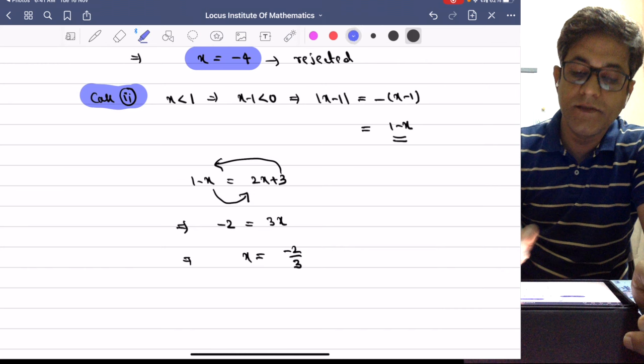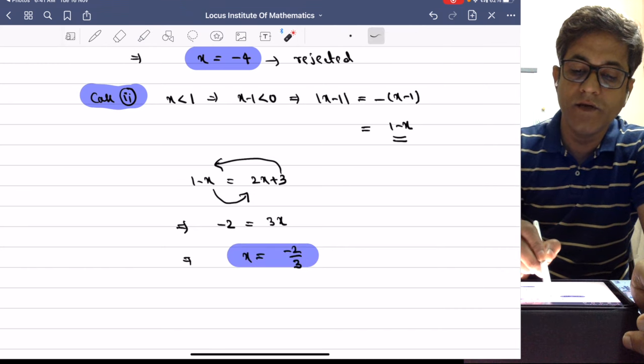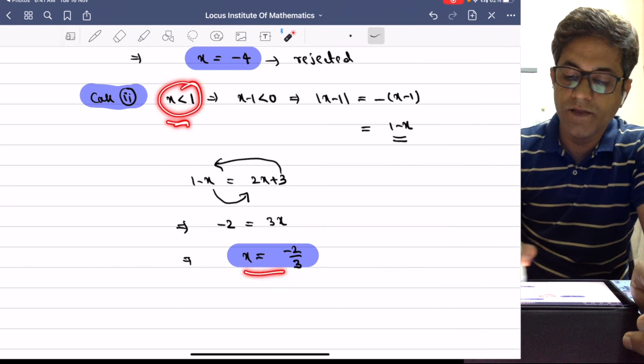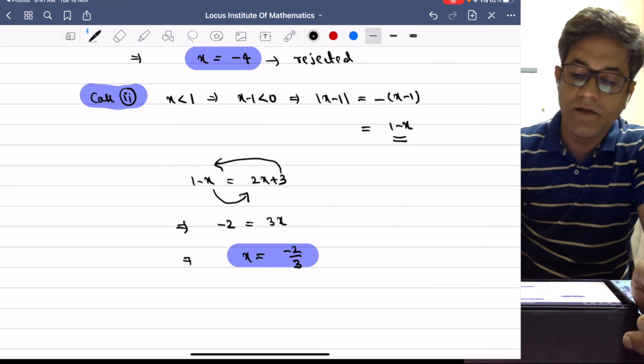So here, is this an acceptable value? Yes, because our case is x is less than 1. So x equal to minus 2 by 3 is less than 1 only. Therefore this is an acceptable value.